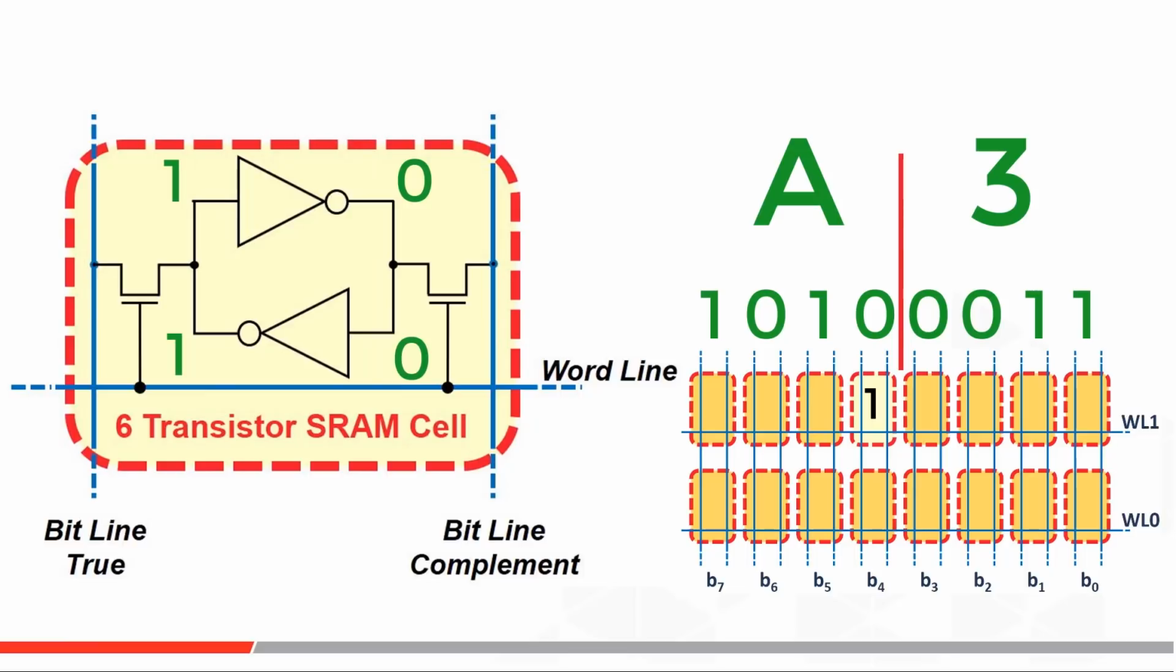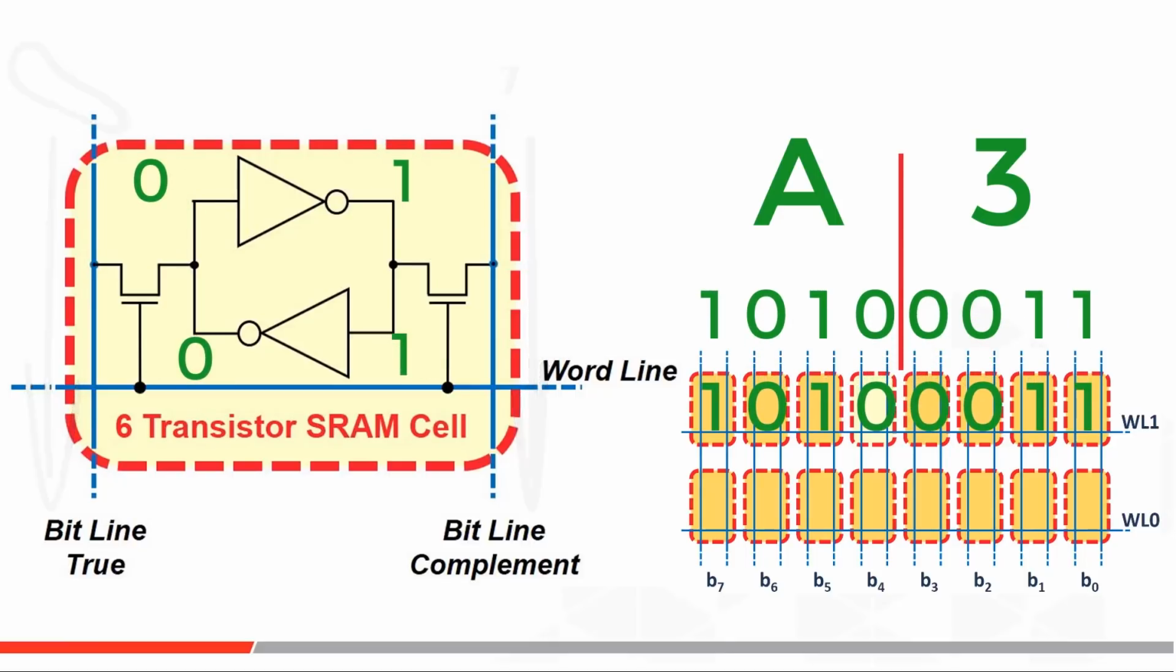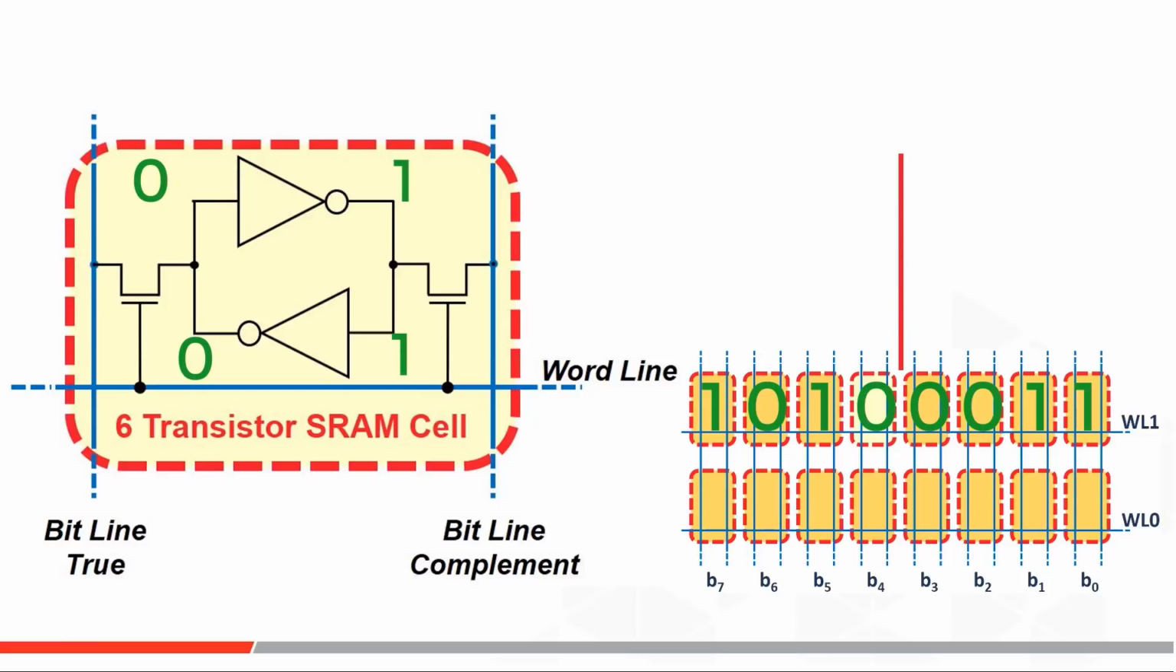The address bytes you sent to the memory are decoded so that the word line turns on these two transistors simultaneously. Then these bit lines, true and complement, are driven with your A3 value. The drive strength is set so that the weaker inverters inside the memory cell change to keep your new value. The word line is then turned off and your A3 hex value is saved.